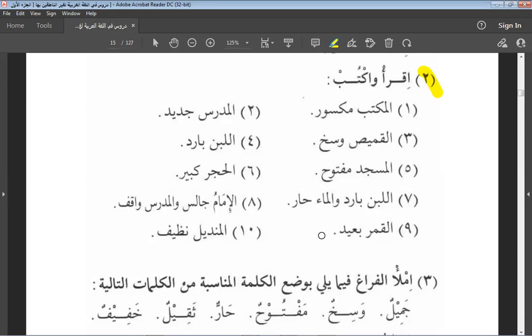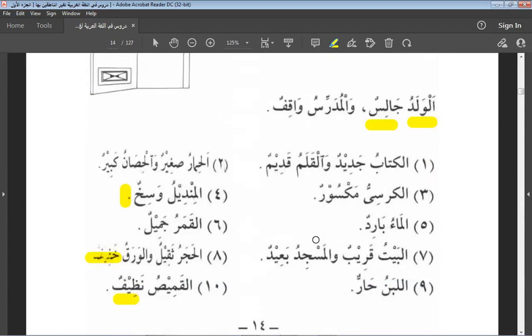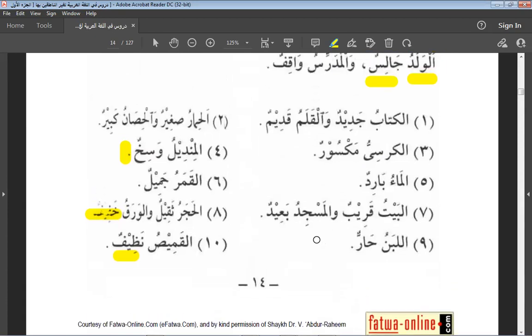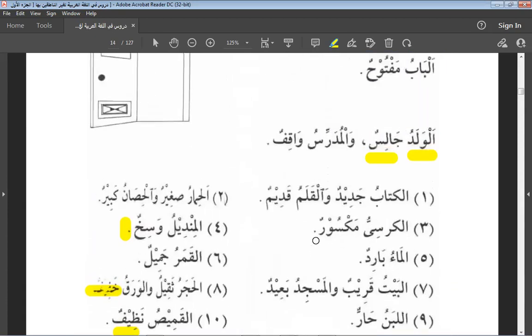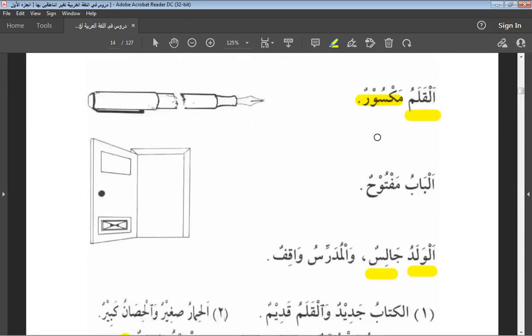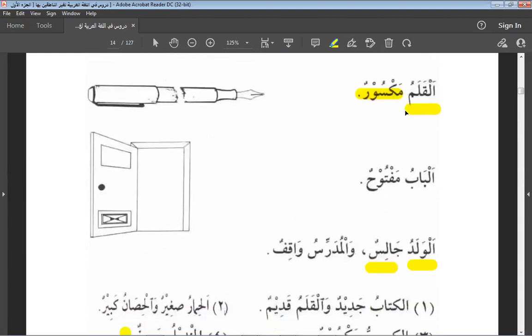Okay. Now, before we get to the third sentence, let me take you back a little and show you something. Okay, right here. From here, I think we are fine. Picking from here, is that the first sentence? Okay, that's the first sentence. So let's pay attention to something here. We have al-qalamu maksurun. And this is a meaningful sentence.